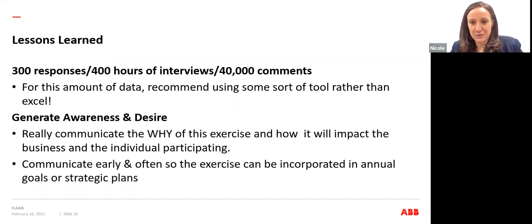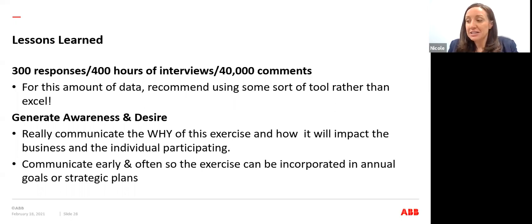So if I were to plan this again, I would start talking about it early and often, and make sure I'm letting the people who are going to be involved in the process know early and often that it's coming, so that it can be part of the strategic plan, not only of the global business, but of the local organizations as well. And we can really reserve that time for it.